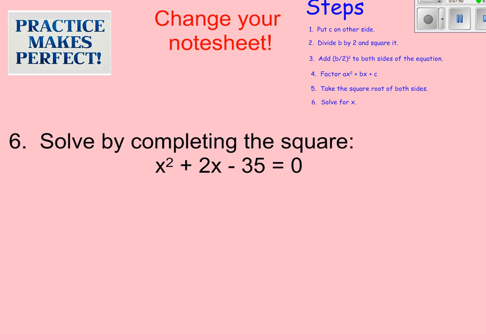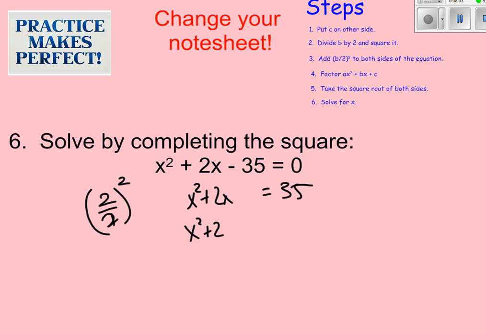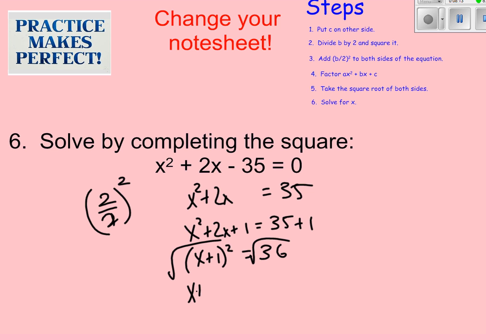So solving by completing the square. Let's do it. So add 35 to both sides. X squared plus 2x equals 35. 2 divided by 2 squared is 1. So I go x squared plus 2x plus 1 equals 35 plus 1. So that's going to be x plus 1 squared equals 36. So x plus 1 equals 6. X plus 1 equals negative 6. So x equals 5. X equals negative 7. There's my answers. That's all there is to it.